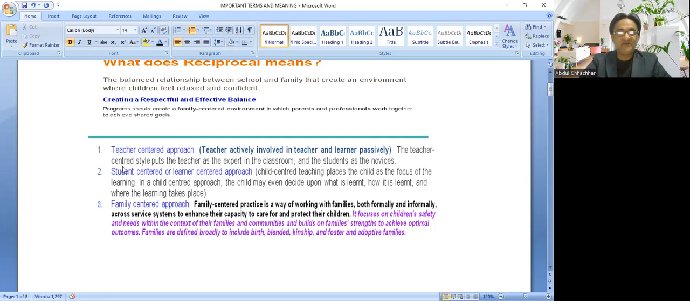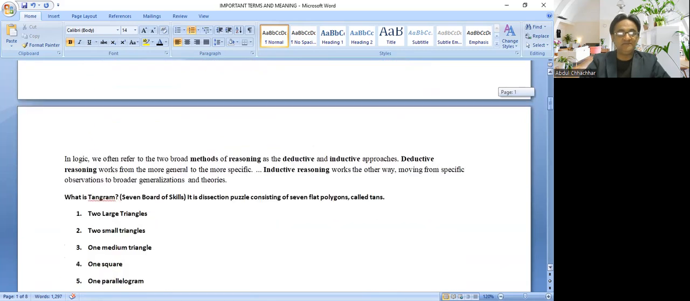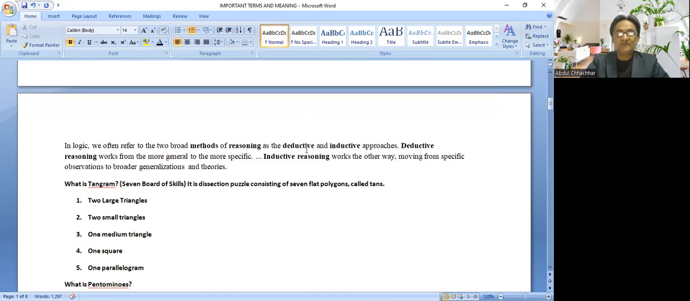In the teacher-centered approach, you put the teacher as an expert in the classroom, and students are novices. Child-centered teaching places the child as the focus of the learning. The family-centered approach is about working with the families, both. Then deductive and inductive approaches. Deductive reasoning works from the more general to the more specific, and inductive reasoning moves from specific observations to generalizations or theory. I have detailed lessons about all these terms individually.